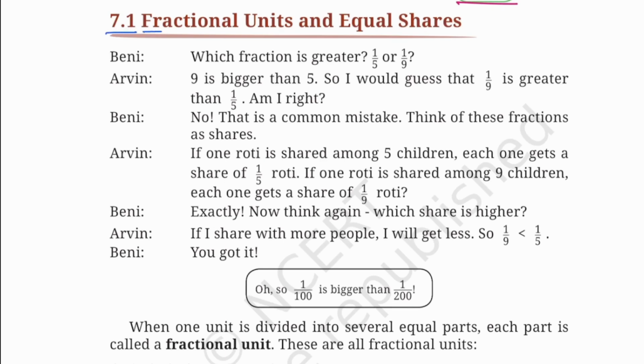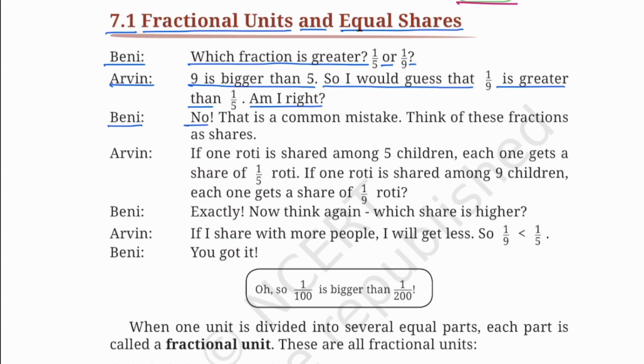7.1 Fractional units and equal shares. Which fraction is greater, 1 upon 5 or 1 upon 9? 9 is bigger than 5. So I would guess that 1 upon 9 is greater than 1 upon 5. Am I right?